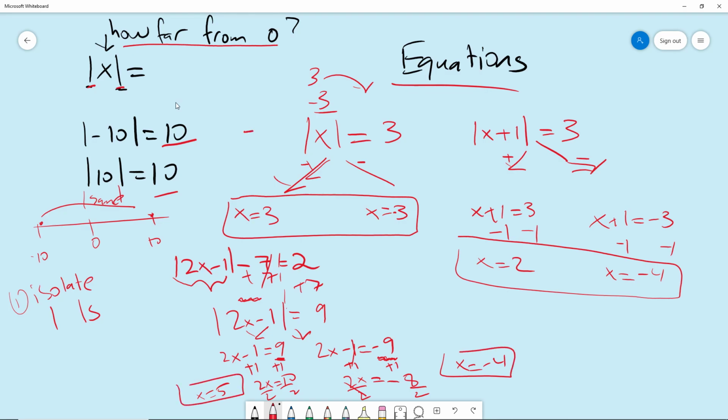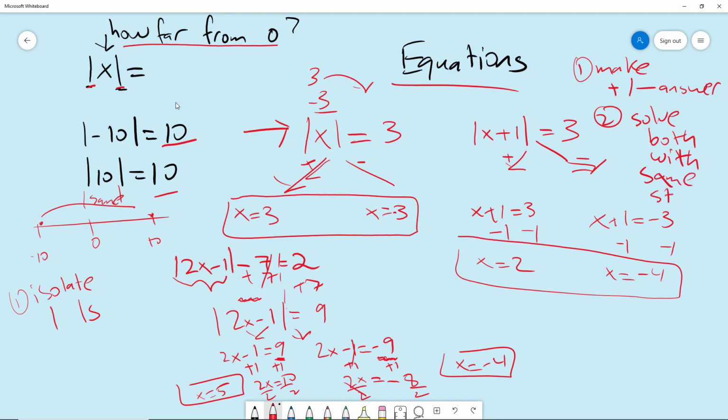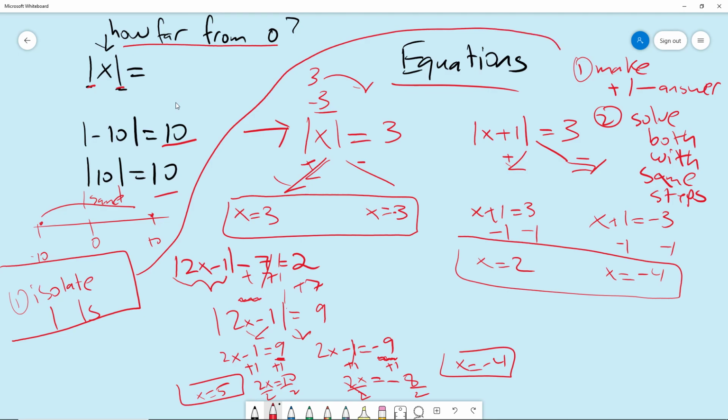So basic example, you got to make a positive and a negative. So no matter what, we're making a positive and a negative answer, and then you solve both with the same steps. But that's only after you make sure that you isolate your bars first. Sorry, this should be first. Then once you isolate your bars, then you're going to make your positive and negative answer, and then you're going to solve both equations.